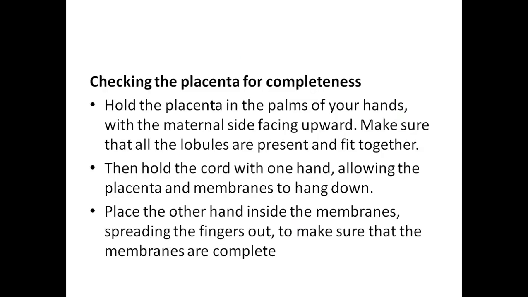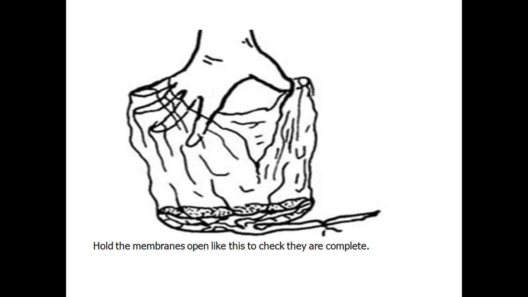Hold the placenta in the palms of your hands with the maternal side facing upward. Make sure that all lobules are present and fit together. Then hold the cord with one hand, allowing the placental membranes to hang down. Place the other hand inside the membranes, spreading the fingers out to make sure that the membranes are complete. Hold the membranes open like this to check whether they are complete or not.